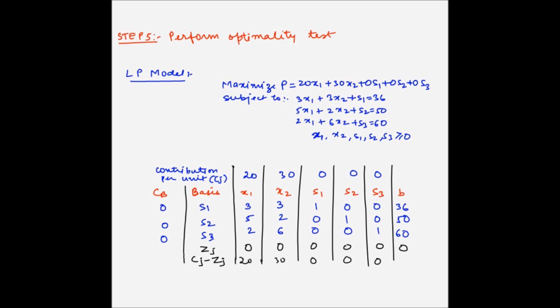And in case any element is positive, then the current solution is not optimal and there is scope for improvement. So in this example, since the value of Cj minus Zj for the columns x1 and x2 are positive, the solution is not optimal and there is scope for improvement. Hence we need to proceed to the next step, which is to improve the current solution.